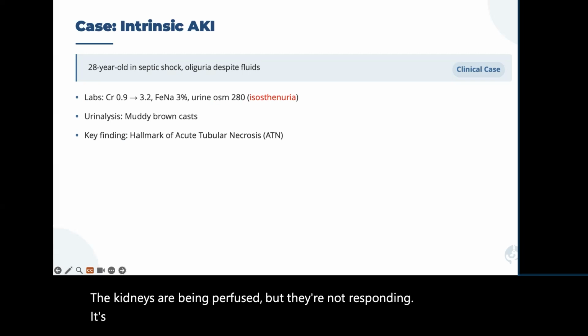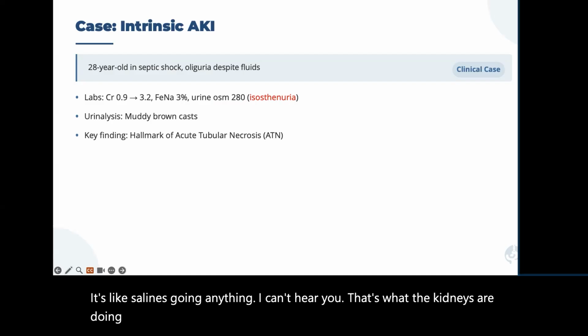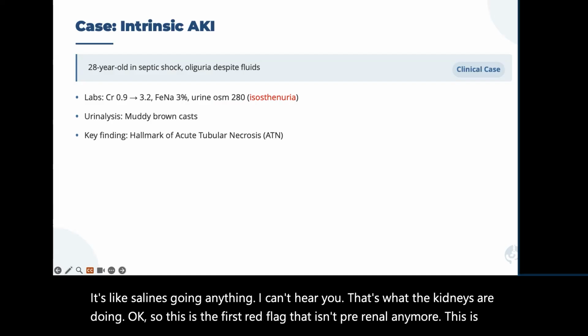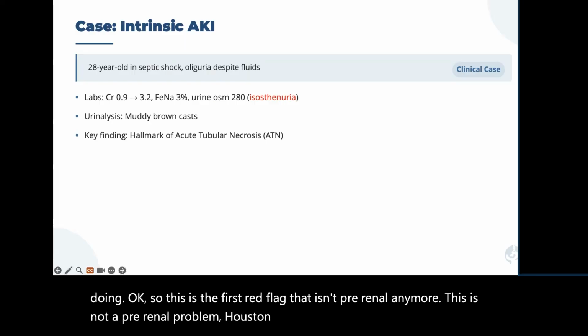It's like saline's going in, like, I can't hear you. La, la. That's what the kidneys are doing, okay? So this is the first red flag that this isn't prerenal anymore. This is not a prerenal problem. Houston, we have a problem. It's intrinsic. So step one, let's interpret the data.